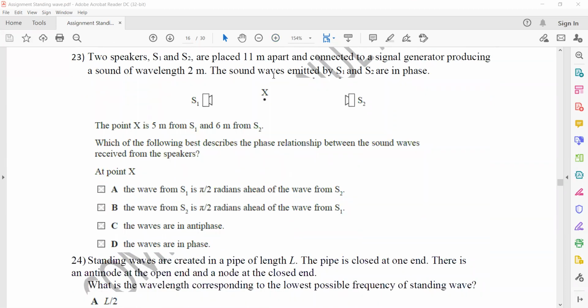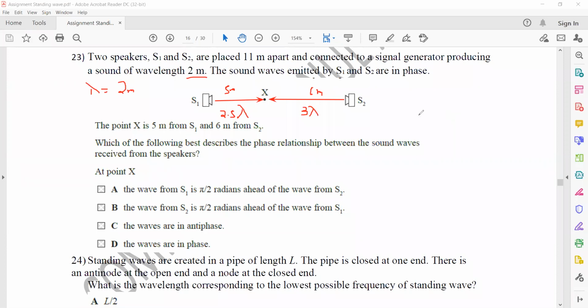Question 23. Two speakers S1 and S2 are placed 11 meters apart, connected to a signal generator which produces a wavelength of 2 meters. The sound waves emitted from S1 and S2 are in phase. Point X is 5 meters from S1 and 6 meters from S2. So how many wavelengths are there? Because one wavelength is equal to 2 meters, it will be 2.5 wavelengths and this will be 3 wavelengths.